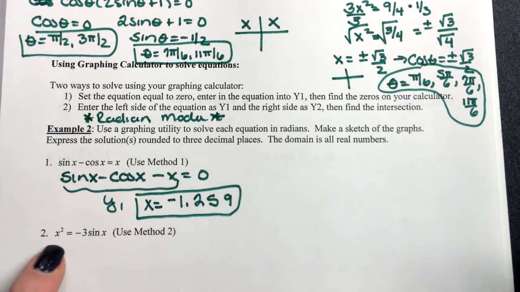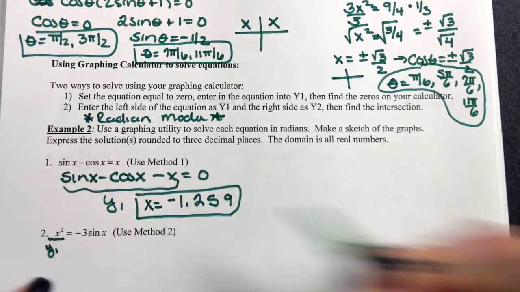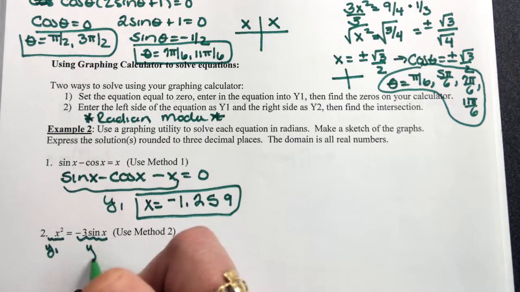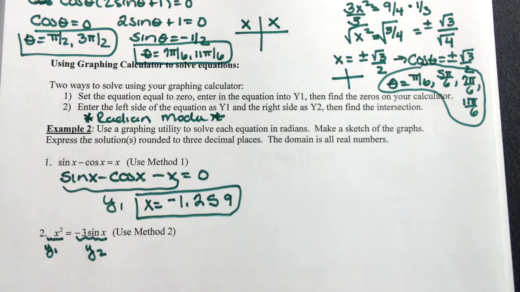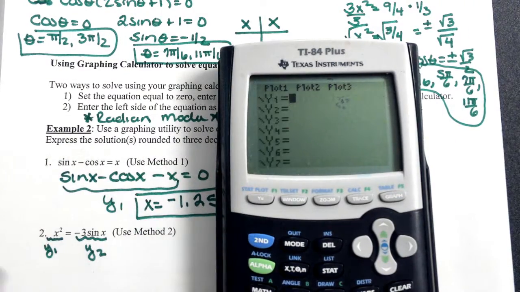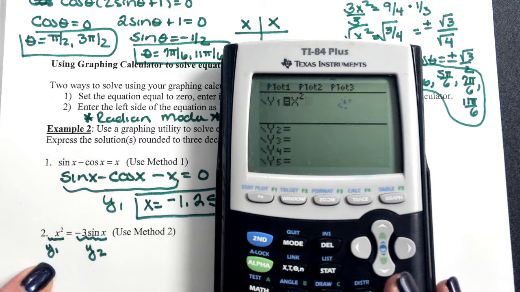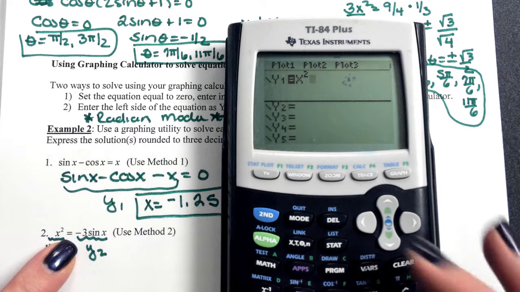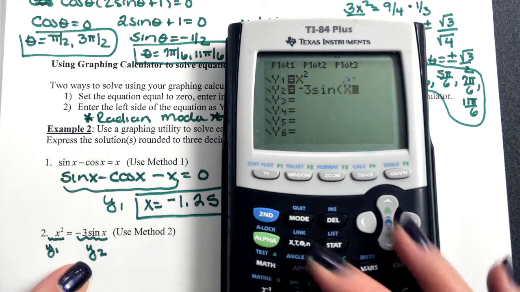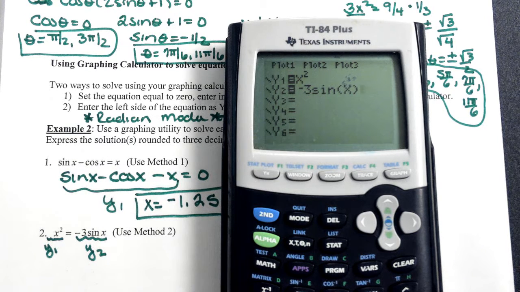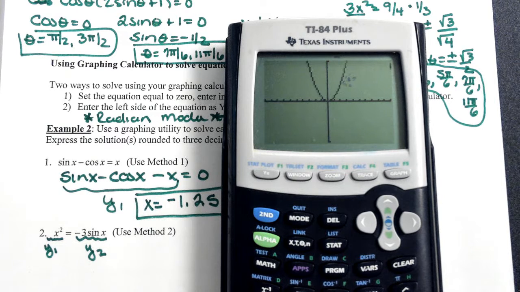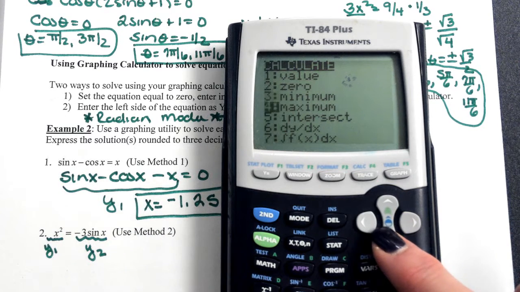Another way is, again, let whatever's on the left-hand side, you just type that under y1. You type whatever's on the right-hand side under y2. So you don't have to move and get a 0 on one side if you don't want to. So under my y1, I can type in x squared. Under my y2, I can type in a negative 3 sine x. And then I just want to find the point of intersection between those two graphs. So how many times do these two graphs intersect each other? Twice. So how many solutions are we going to have? 2. So remember, you go under your second trace, and you go under option 5, intersect.